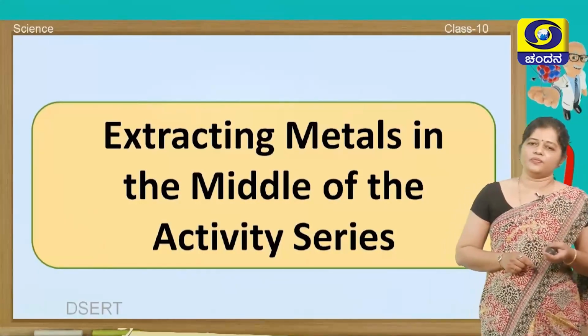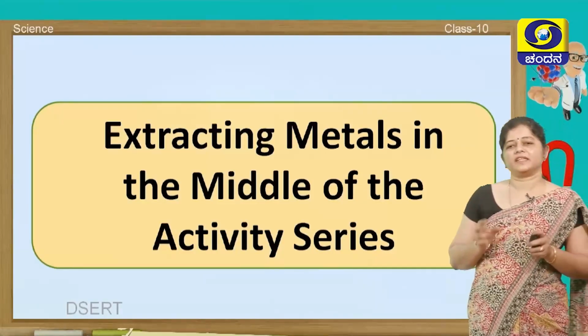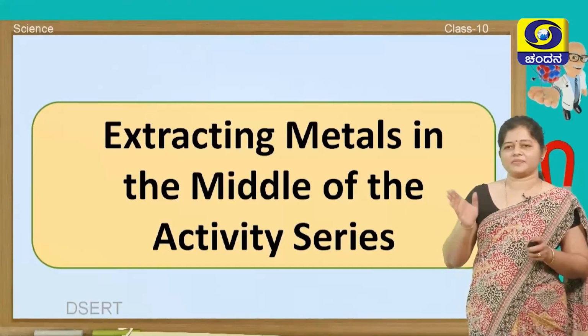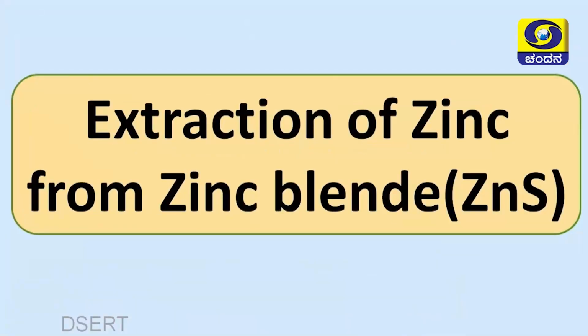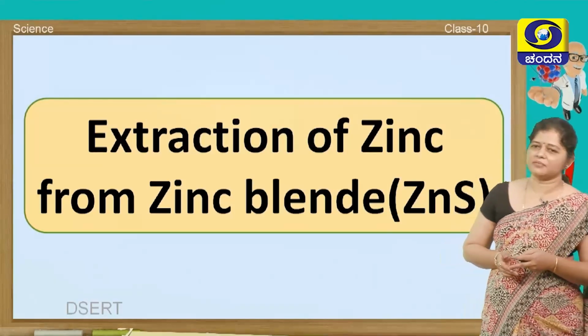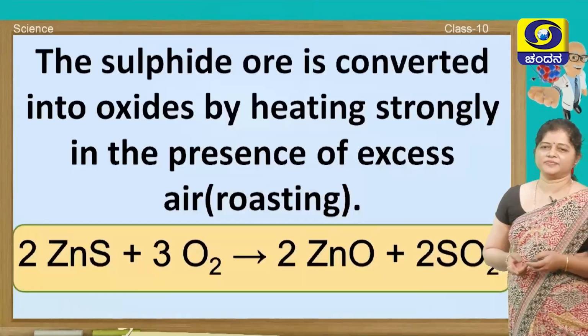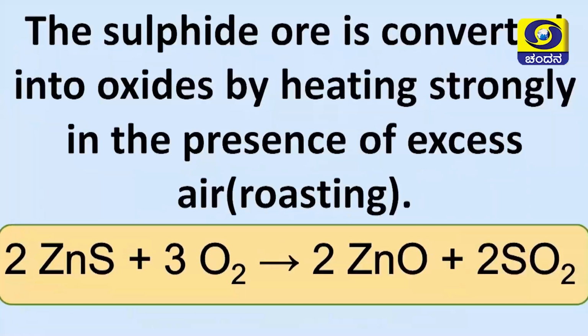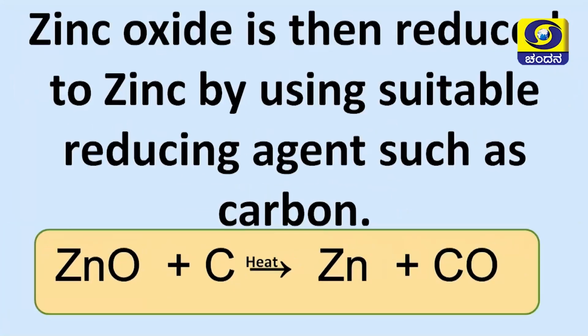Now, we will see how we can extract metals which are in the middle of the activity series. One such metal is zinc, and we will study how we can extract zinc from zinc blende or zinc sulfide. The sulfide ore will be first converted into oxide by heating strongly in the presence of excess of air, that is roasting. So, the zinc sulfide is roasted with oxygen to form zinc oxide, and sulfur dioxide is released.